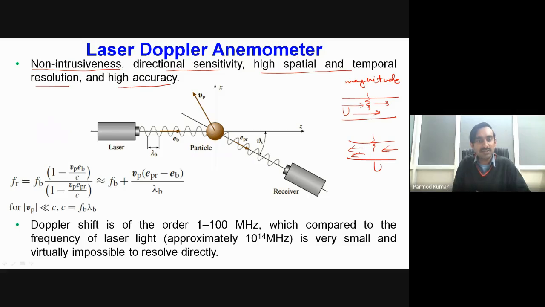For example, you can see over here we have a laser, and from this laser we are sending a signal in this particular direction e_b. e_b refers to nothing but the unit vector, and b refers to the incident beam. Lambda_b is the wavelength of the incident beam, and this incident beam is interacting with the particle.